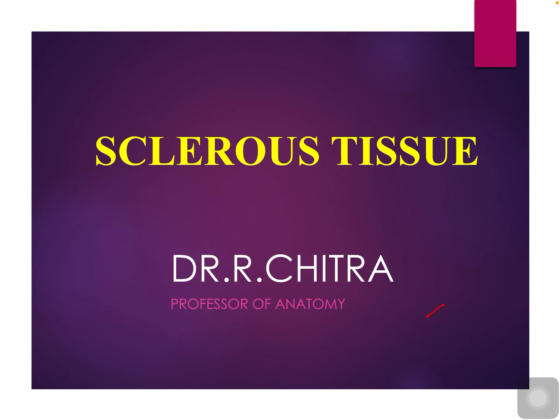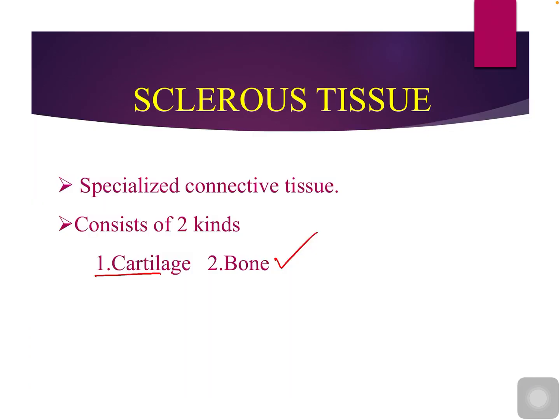Okay, we will move on to the topic, histology of cartilage. Cartilage comes under the sclerous tissue. What is sclerous tissue? How will you define? It's a specialized connective tissue. The sclerous tissue consists of cartilage and bone. In this video, we will see only the histology of the cartilage and we will continue with the histology of the bone in the next video.